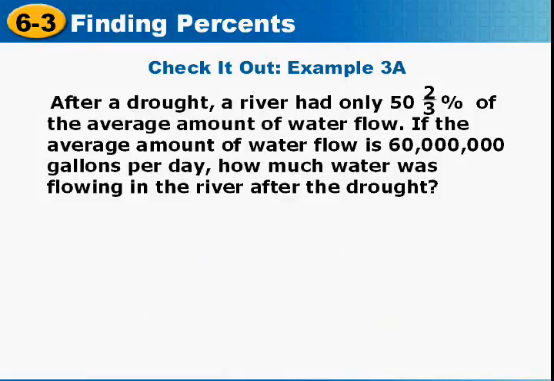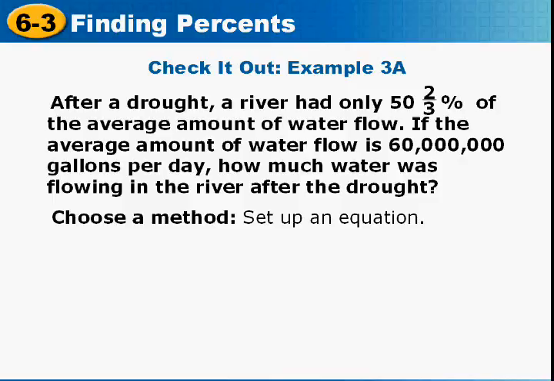I need to change that 50 2/3 to a decimal. So here's your check it out. This is the one that I want you to attempt. After a drought, a river had only 50 2/3% of the average amount of water flow. If the average amount of water flow is 60 million gallons per day, how much water was flowing in the river after the drought? The method I want you to use is set up an equation. If you're not comfortable with that, you're more than welcome to do a proportion. But the method I'm going to show is setting up an equation. Go ahead and press pause, and attempt this problem.